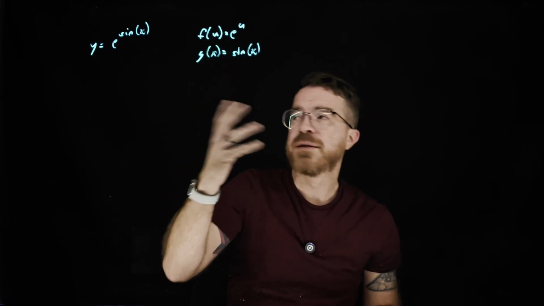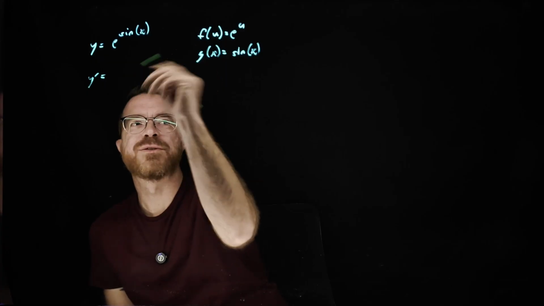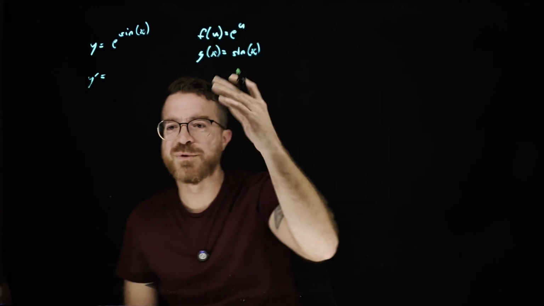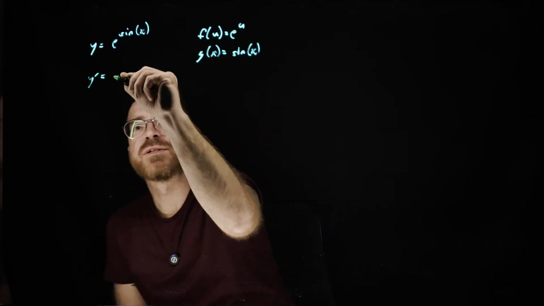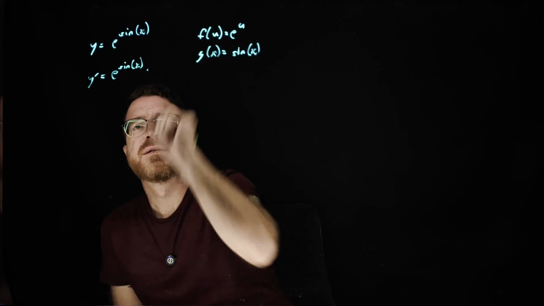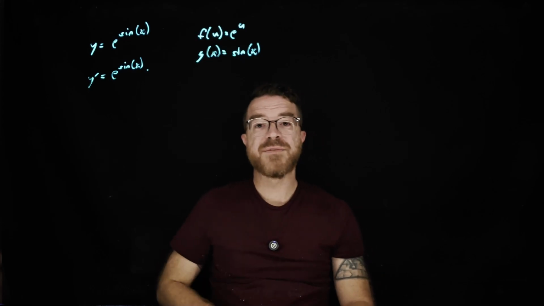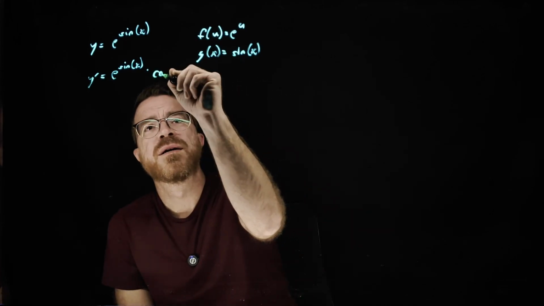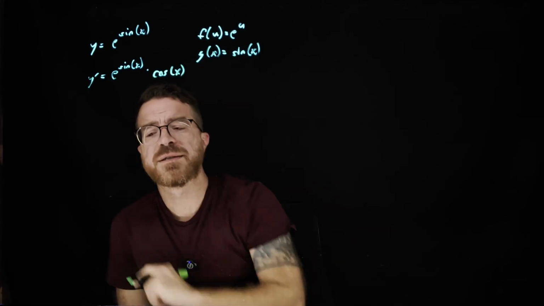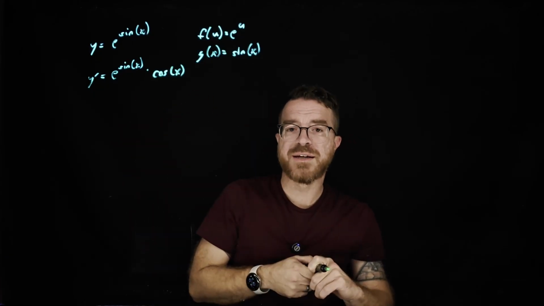times the derivative of my internal term, sine x. So the derivative of e to the u is just going to be e to the u. So this is just going to leave my term, e to the sine of x, times. Now I take the derivative of the inside term. So the derivative of sine of x is going to give me cosine of x. So I'm left with e to the sine of x times cosine of x.